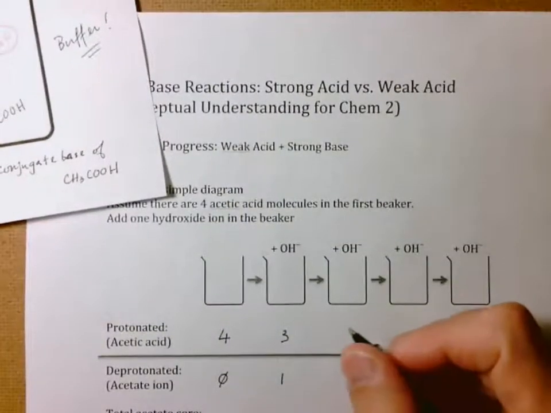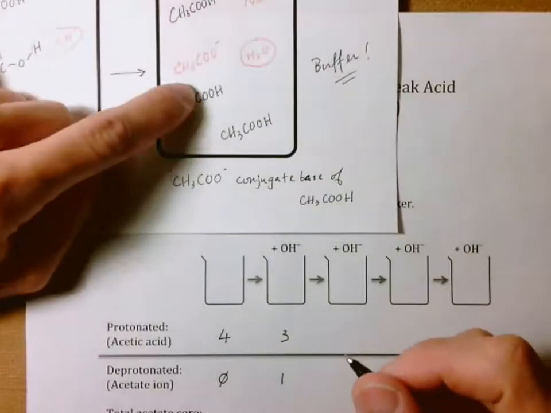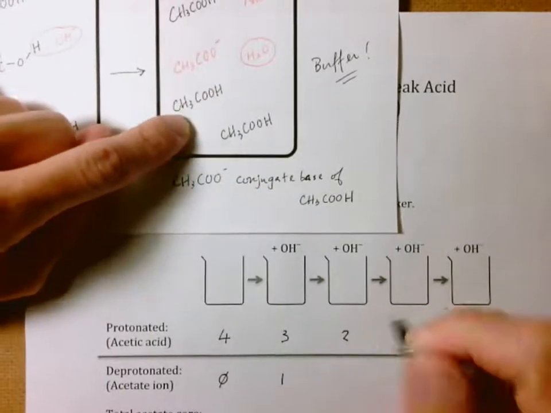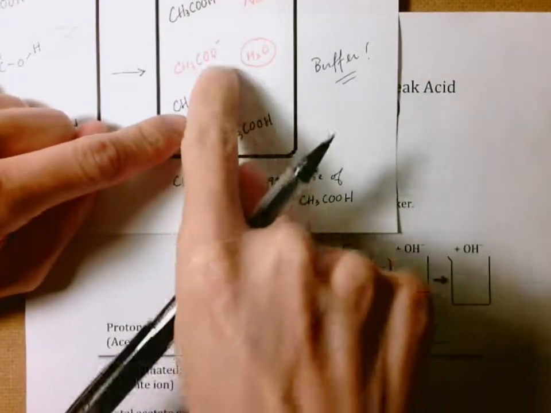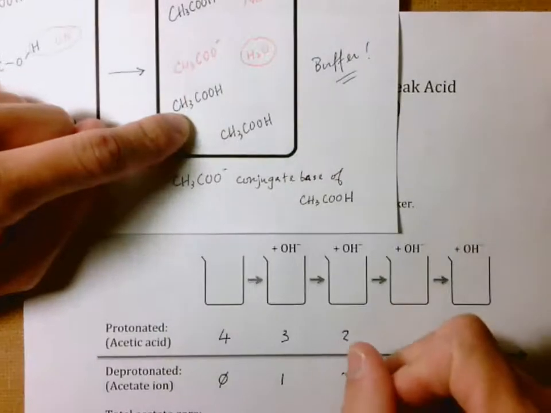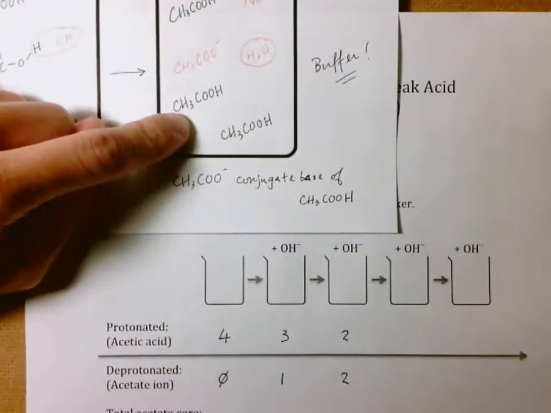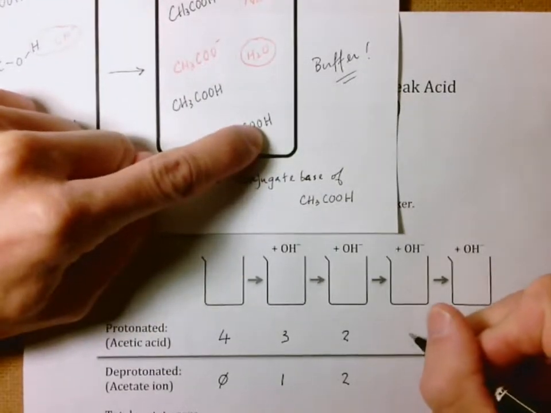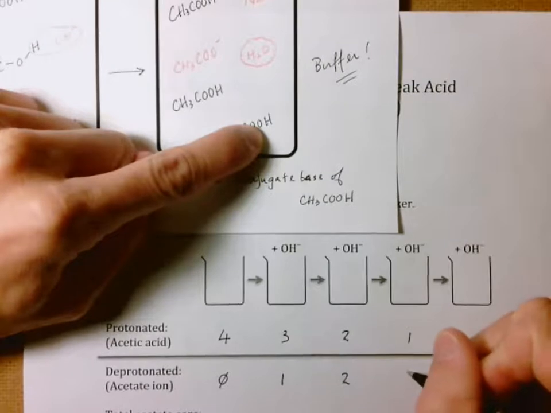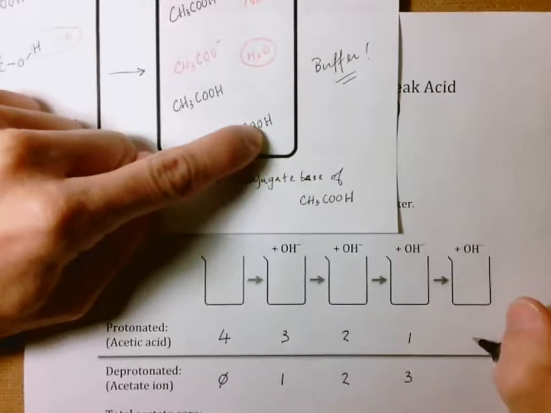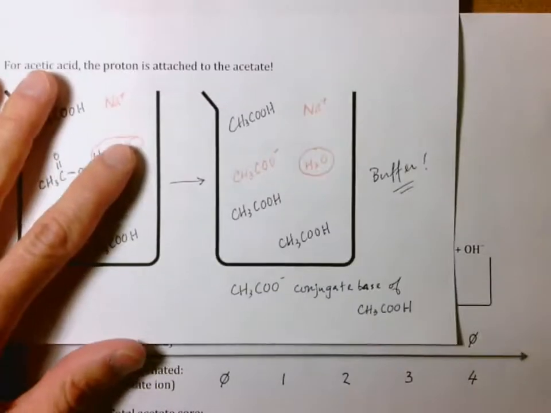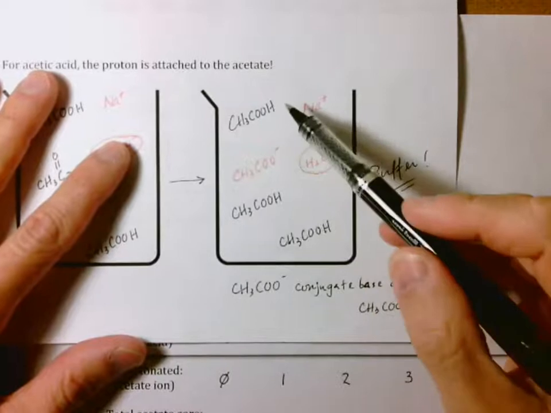So when you keep adding, another proton could be pulled away, so you're down to 2, and this one will look exactly the same. In that case, it will be a 2:2 ratio. If you pull another proton away, you will have 1 left. The acetate will become 3, and you add 1 more, eventually all of them will be gone. So you add 4 hydroxide there, you end up with 4 acetate.